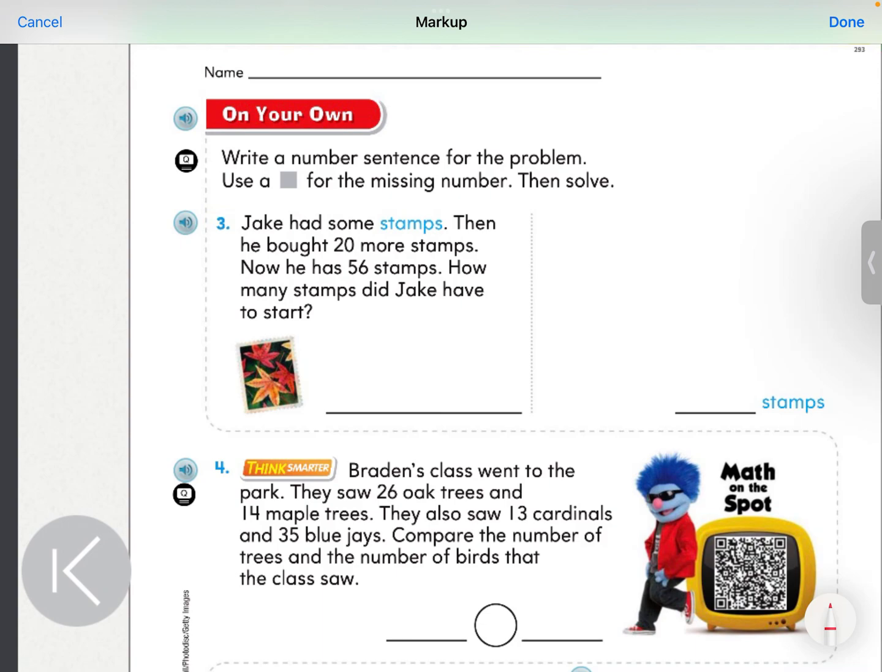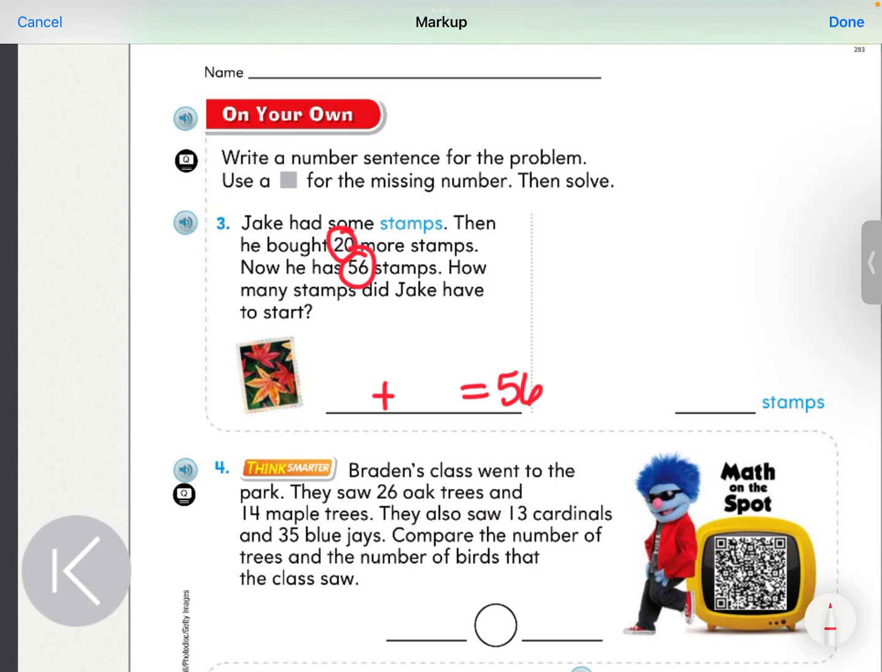What am I solving for? I want to know how many stamps Jake started with. Okay, some numbers that I heard were that he bought 20 more stamps and that now he has 56. When I'm thinking of my addition sentence, I know that 56 is the total amount of stamps that he has. So 56 is going to be my sum. Okay.